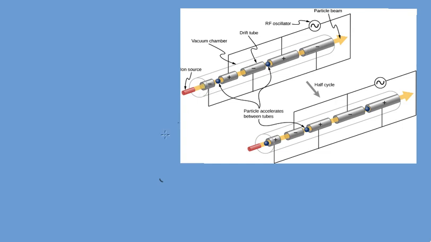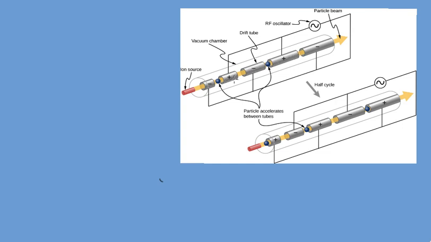They're placed at different spacings to allow for the rapidly increasing velocity of the particles. So once the electron leaves the drift tube, this is where the acceleration takes place. And as you can see, the spacing between them changes.